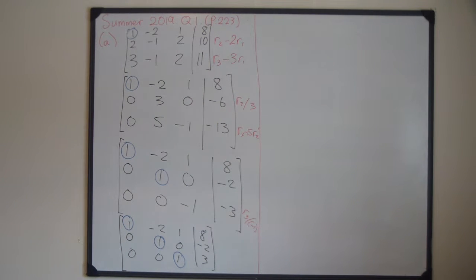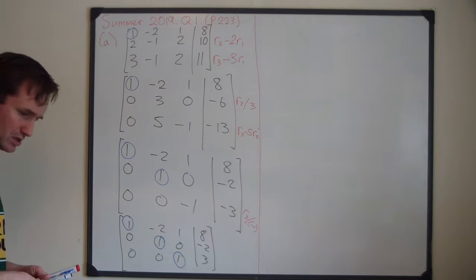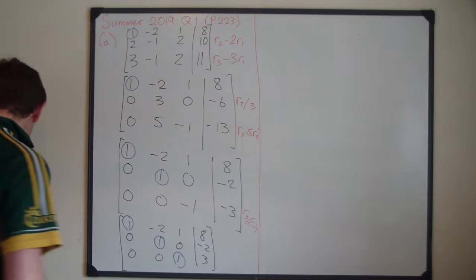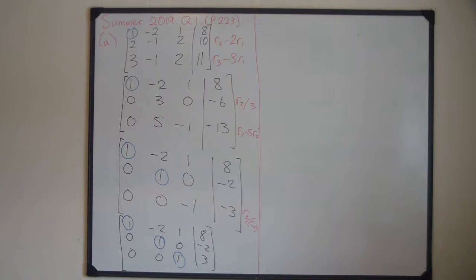And you say, is there any pivotless column? No. And then there's no parameter. So that means here there's a unique solution. So let's start writing it down. The third row here says that C is equal to 3.